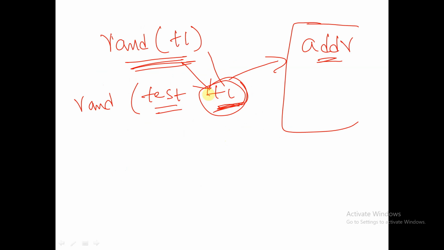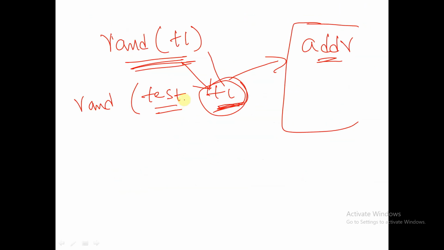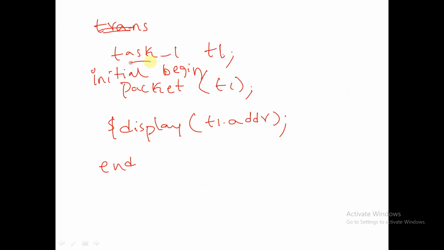I have two classes, test_1 and test_2. test_1 is written here. In test_1, I have a property called addr of int data type, and in test_2, I have a task called packet, which is expecting a handle of test_1 t1. Here we are creating an object for this handle and modifying addr to 50, and we are creating a handle called t1, and within an initial begin block we are calling the task and passing the handle, not the object.